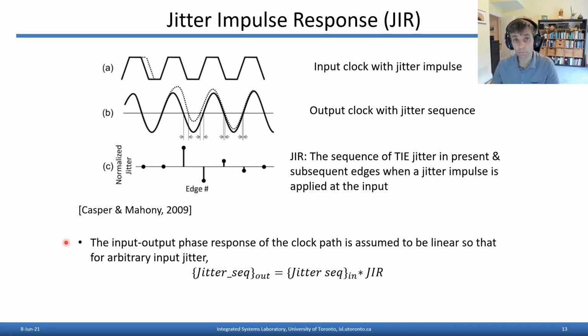Now, for small perturbations in input transition times, such as are likely to arise due to RJ or PSIJ at the input to a clock distribution network, we can consider the input-output phase response of the clock path to be linear, so that for any arbitrary input jitter, the output jitter sequence is just the convolution of the input jitter sequence with this jitter impulse response.